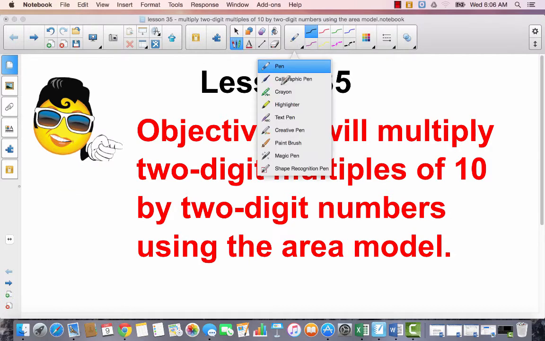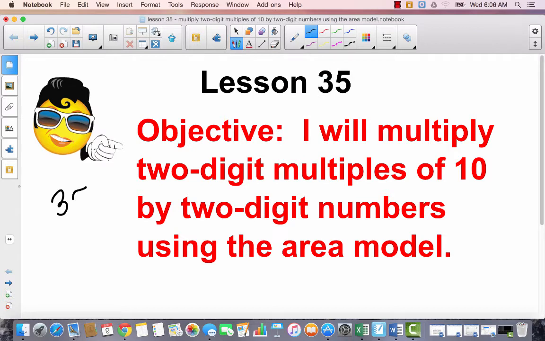well, this is lesson 35. So what if we looked at the number 35 and we're going to multiply it by a multiple of 10? So I might take 35 times 40 because 40 is a multiple of 10. Eventually this is going to lead into two full two-digit numbers. But today we're going to start with the multiple of 10 because it's just a little bit easier.